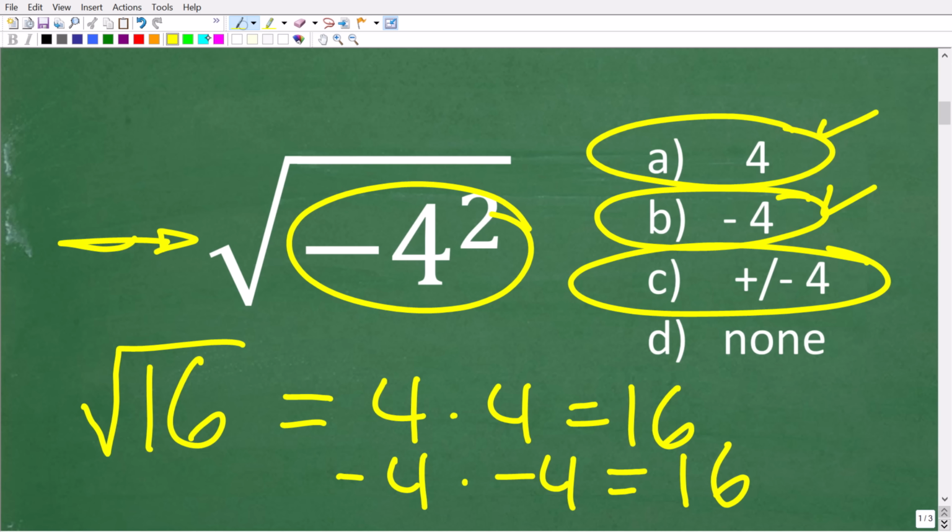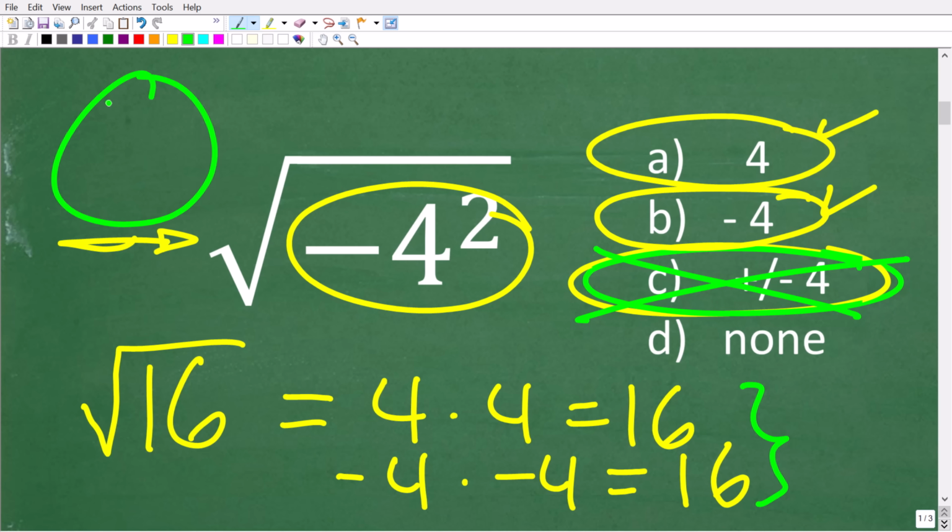Well, I bet a lot of people are going to say, hey, Mr. YouTube Math Man, you can see right here that both 4 and negative 4 is correct. So C would be the right answer. So the square root of 16 is both positive and negative 4. But unfortunately, this is wrong. All right, so you might be saying, what are you talking about, Mr. YouTube Math Man? Well, I'm going to explain this right now.